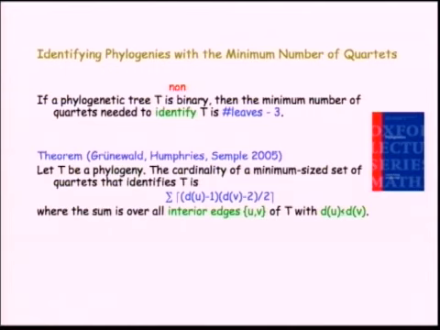What you have to do is run over every interior edge and look at the degree of its endpoint vertices, and do some summing over that. So T is my phylogenetic tree. Remember, it's not necessarily binary. The cardinality of a minimum size set of quartets that identifies that tree is this sum here. And just to give a flavour, is there a duster? Yep.